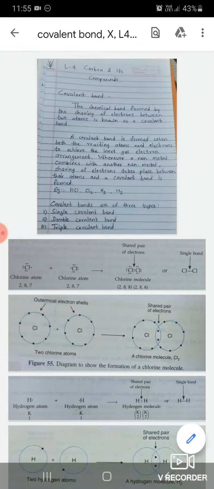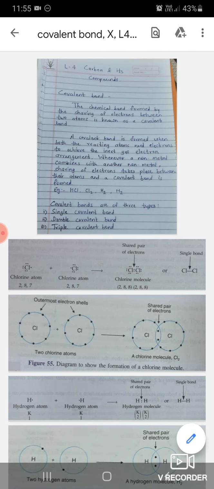Good morning, children. Let's start our lesson number 4. Last lesson, metals and non-metals. In that lesson, we studied how metals and non-metals react with each other, right? So, ionic bonding. Ionic bonding means a complete transfer of electrons from metal to non-metal. But what happens in case of covalent bonding?